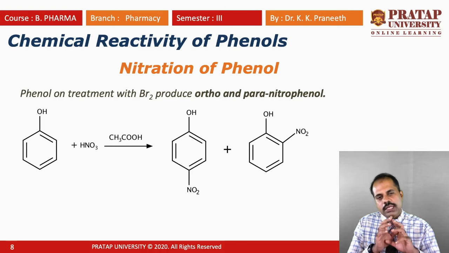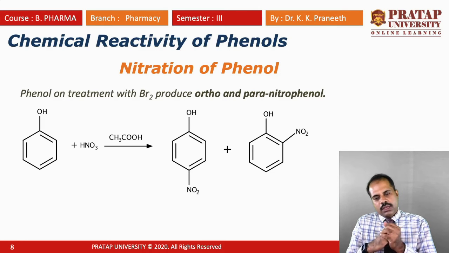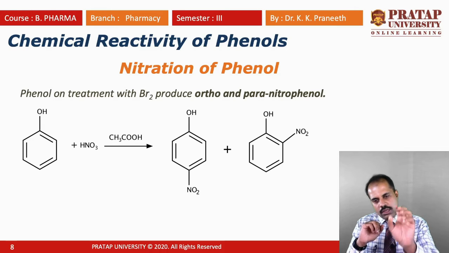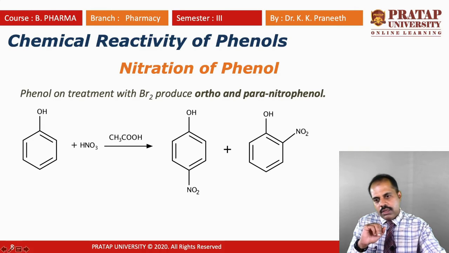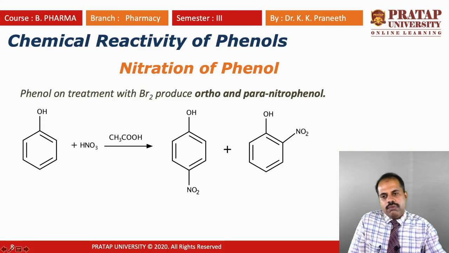But here, in the case of phenol, we can supply a very mild acid as a catalyst. This is acetic acid, CH3COOH, in addition to the nitric acid. Nitric acid we need because it gives the NO2 plus, which attaches to the phenol later. But we also need the catalyst. In the nitration of phenol, we need this.